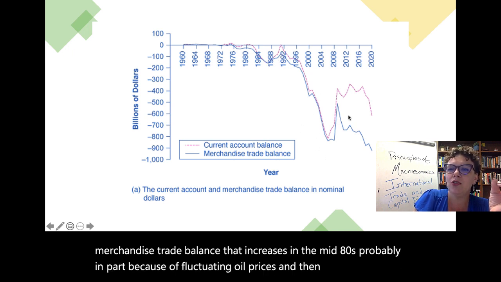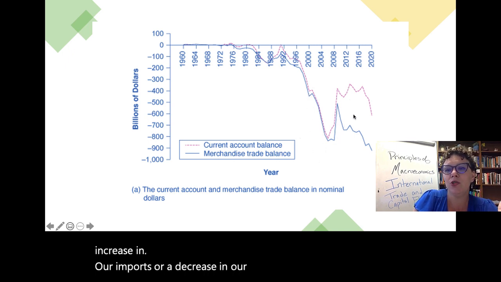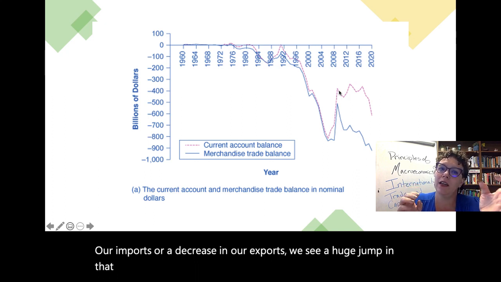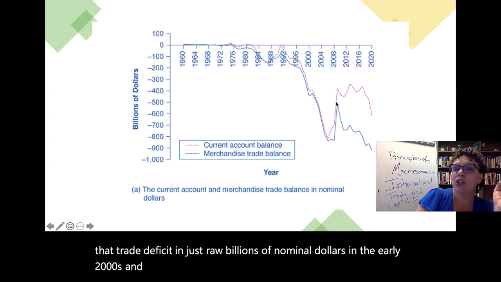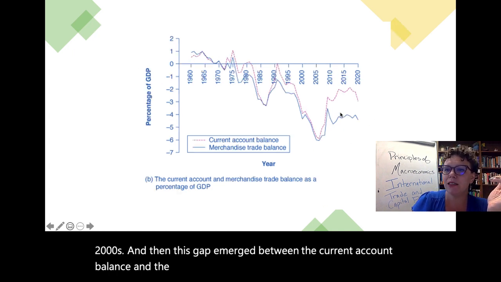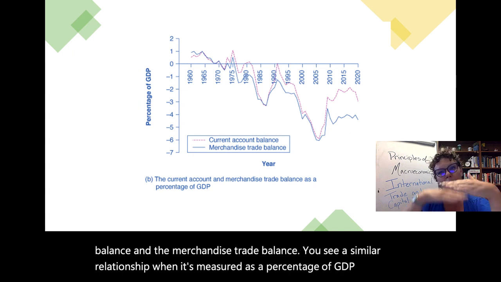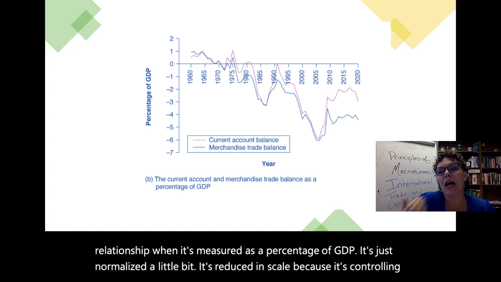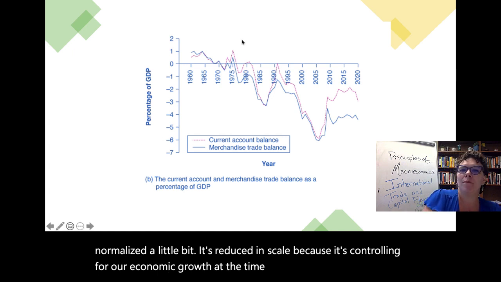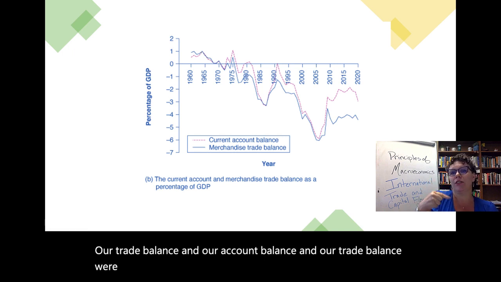And then we see a huge increase in our imports or a decrease in our exports. We see a huge jump in that trade deficit in just raw billions of nominal dollars in the early 2000s, and then this gap emerged between the current account balance and the merchandise trade balance. You see a similar relationship when it's measured as a percentage of GDP. It's just normalized a little bit. It's reduced in scale because it's controlling for our economic growth at the time, including here in the 50s and 60s when our account balance and our trade balance were positive relative to GDP growth.